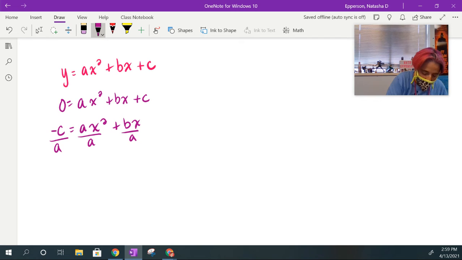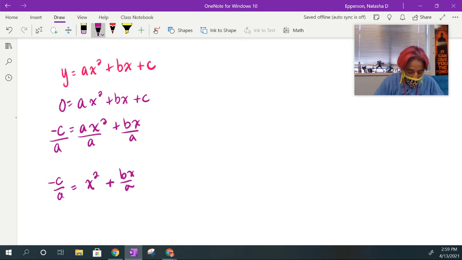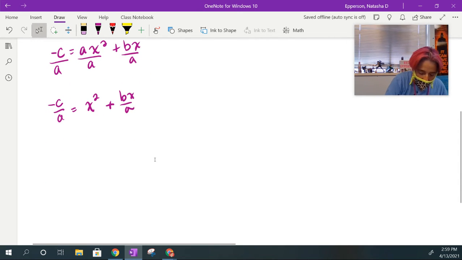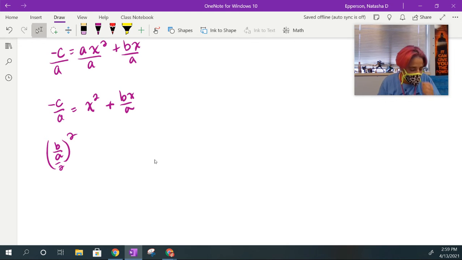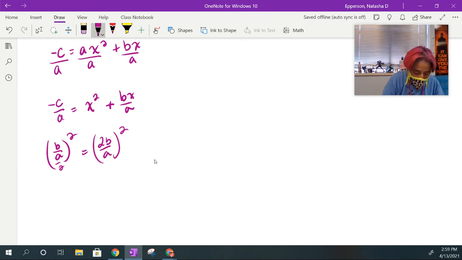Oof, this gets really fun. This is going to be negative c over a is equal to x squared plus bx over a. Okay, now I'm going to take the bx term. In this case, it's going to be b over a. And I'm going to divide that by 2, and I'm going to square it. So this fun thing is going to become 2b over a, and that whole thing needs to be squared.